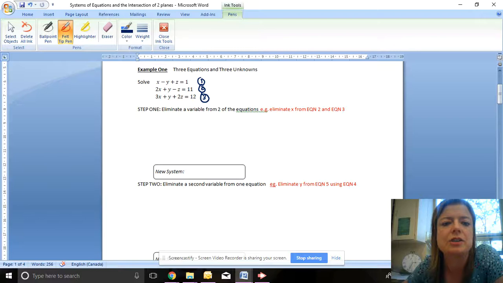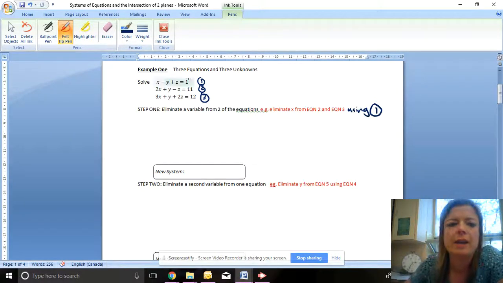So we're going to make alterations, add and subtract equations to come up with our solution. So the first thing we want to do is eliminate a variable from two of the equations. So we're going to eliminate x in equation 2 and in equation 3. And I'm going to use equation 1 in both cases. All right, so we're just going to use elimination.